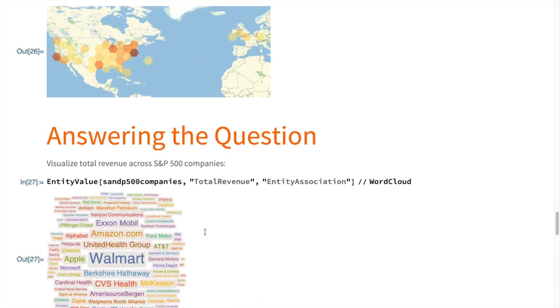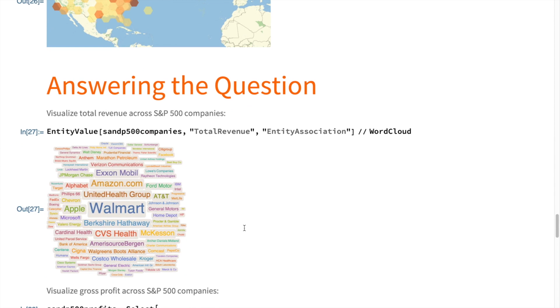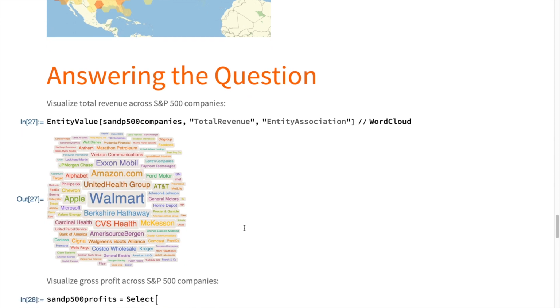Finally, on to answering our question. Let's start with revenue. Within S&P 500 companies, let's visualize the total revenue through a word cloud. We see that big companies like Amazon and Walmart dominate.